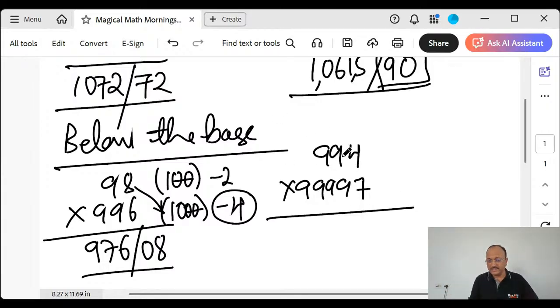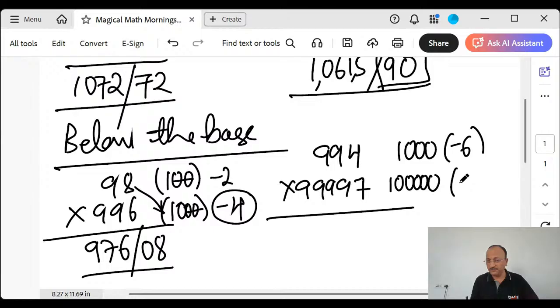So what is this? First number is close to the base of 1000 with the deviation of minus 6, correct? No, this is close to the base of 1 lakh with the deviation of minus 3. So what we'll do, I am going to cancel common zeros. 3 zeros are there. Next, consider the smaller number 994 into 100. What you will get?